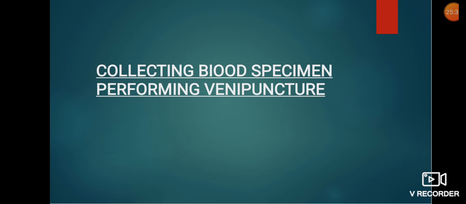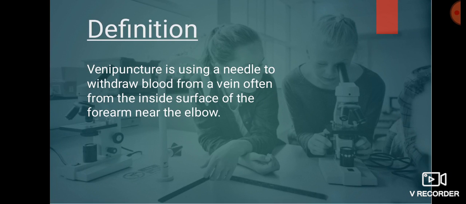Next topic is collection of blood specimen by performing venipuncture. So, what is meant by venipuncture? The definition is: venipuncture is using a needle to withdraw blood from a vein, often from the inside surface of the forearm near the elbow.